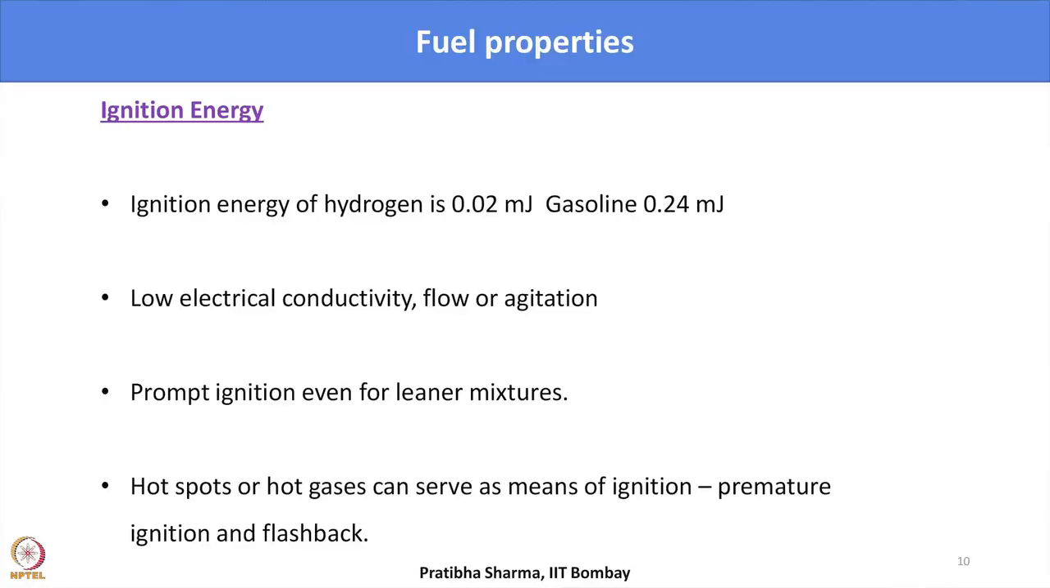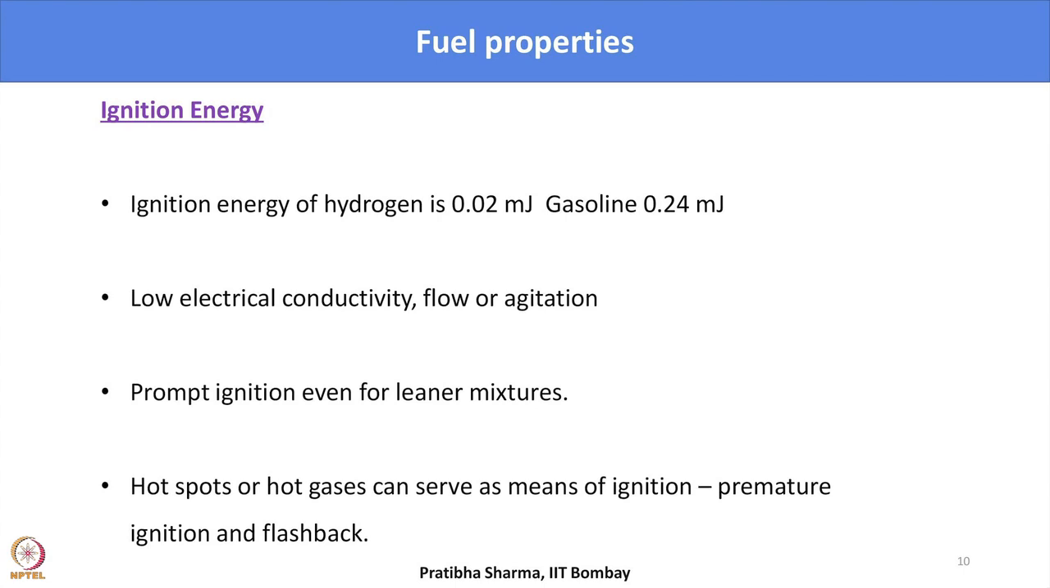Ignition energy is the minimum energy that is required to ignite a hydrogen and oxygen mixture under a given set of conditions. For hydrogen, this ignition energy is very low, 0.02 millijoule, which is an order of magnitude lower than that of gasoline. For gasoline, this value is 0.24 millijoule. That means a very small amount of energy is required to cause ignition. This ignition source can be a spark, a flame, or a short circuit in an electrical device that could lead to ignition of a combustible mixture with hydrogen.